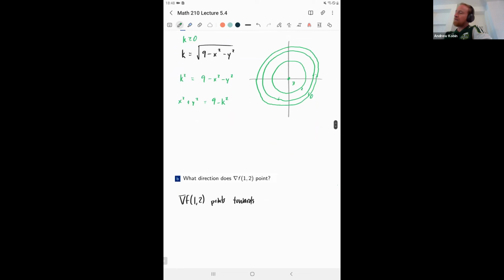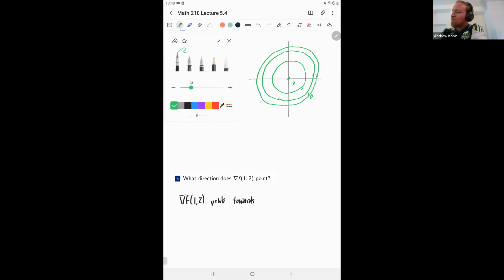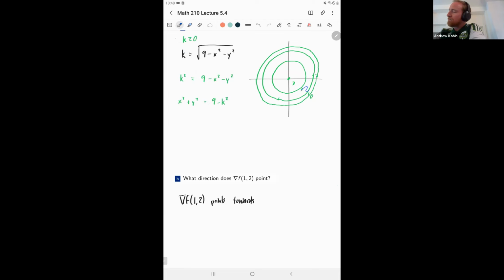So let's use this graph and use our knowledge of level curves to answer the second question, which is what direction does the gradient point? We just learned a few slides ago that the gradient always points in the direction of maximal increase. So if we sketch our point 1, 2 in the picture, I'm going to put it in dark blue. Let's try to get this more or less accurate. So, if I plug in 1, 2 into the function, I'll get 9 minus 1 minus 4. That's going to be a radius 2. So the radius 2 circle was the one.